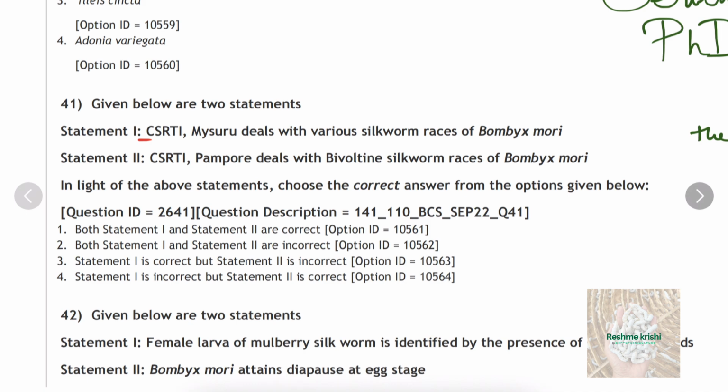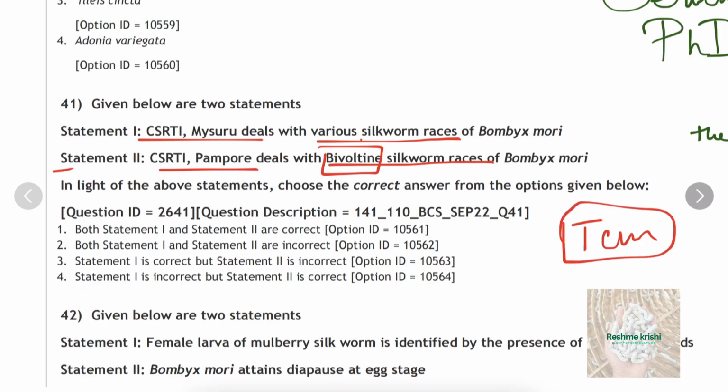CSRTI Mysuru deals with various silkworm races of Bombyx mori. CSRTI Pampore deals with bivoltine silkworm races of Bombyx mori. Here we need to see that they deal with various silkworm races and bivoltine silkworm races. Bivoltine basically belongs to the temperate region, right? So CSRTI Pampore, which deals with the temperate type of silkworm, is true. CSRTI Mysuru deals with various races of Bombyx mori.